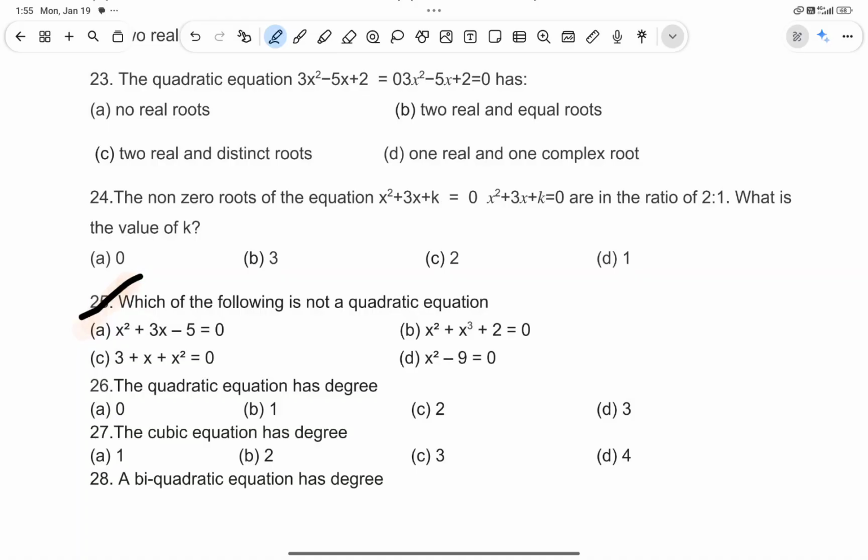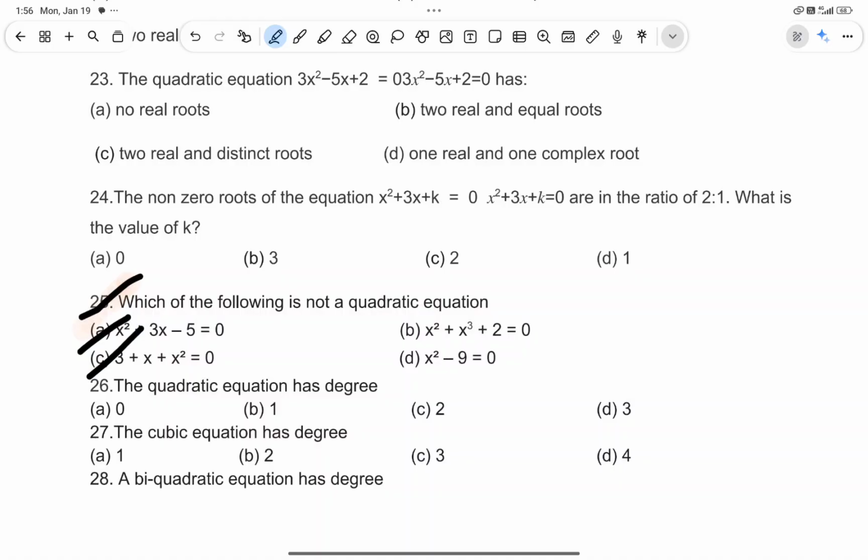Now the next option: 3 plus x square is equal to 0. There is no need to follow the order. After we simplify, we can convert it from ascending order, based on the powers, into descending order. It means the greatest power is written first: x square plus x plus 3. This is also a quadratic equation.